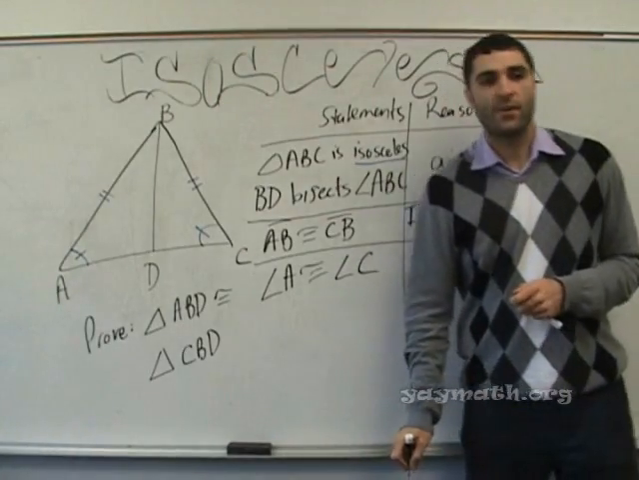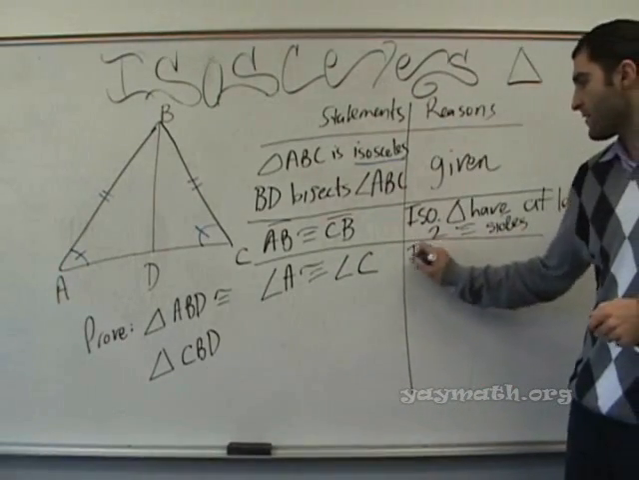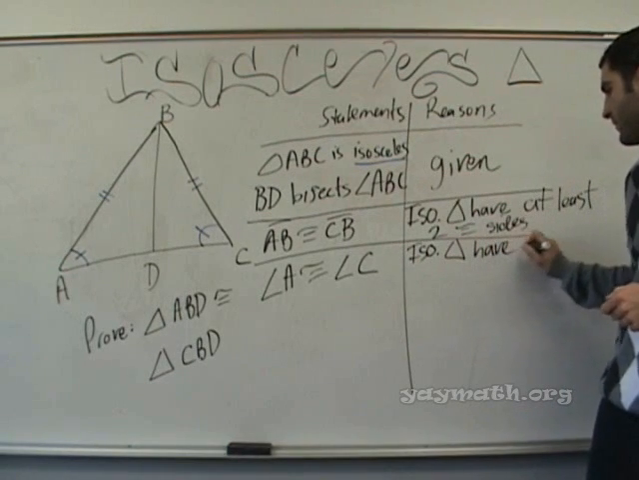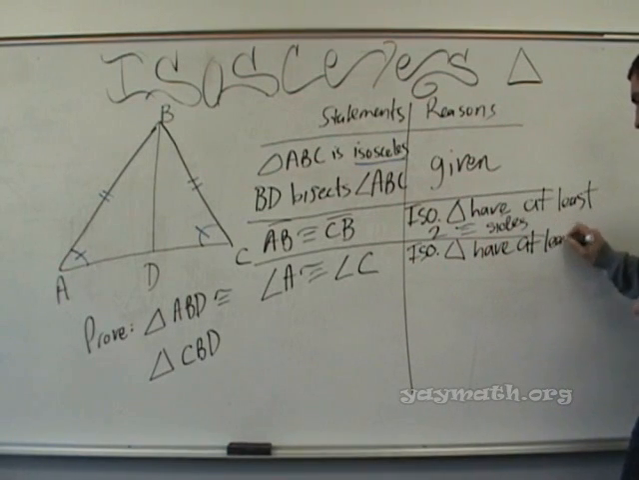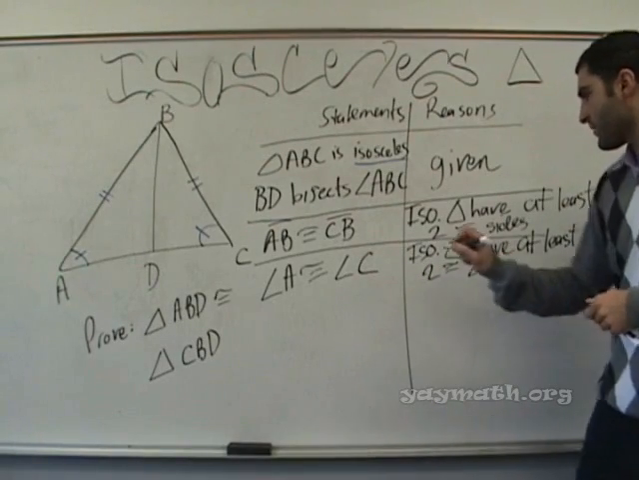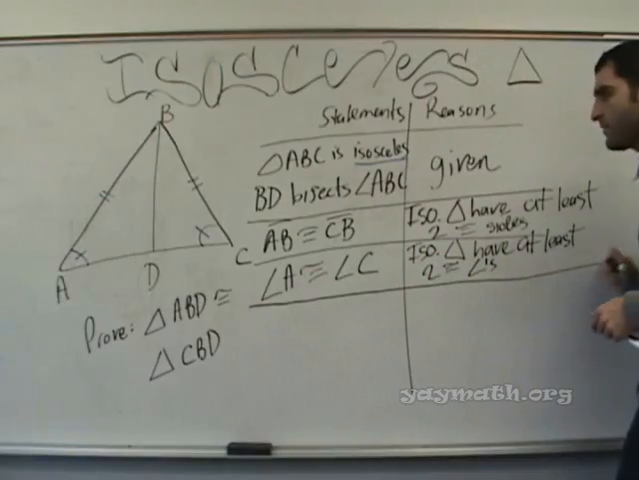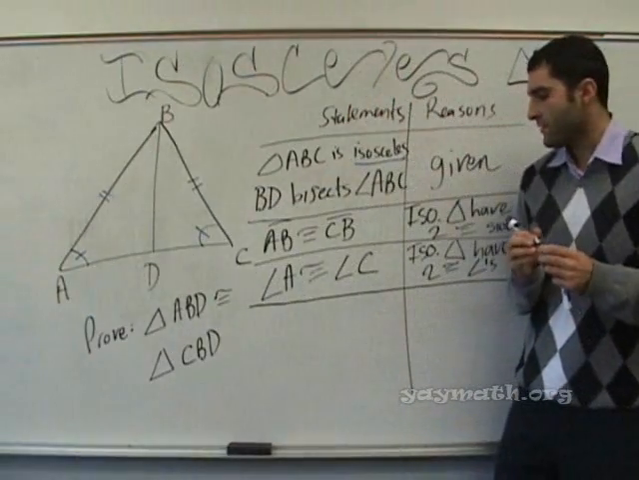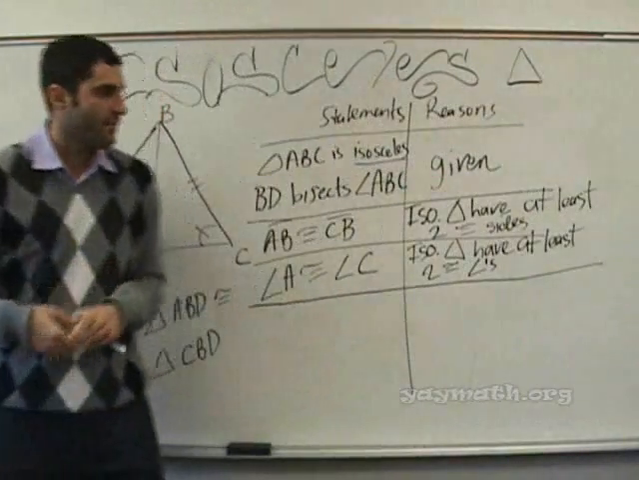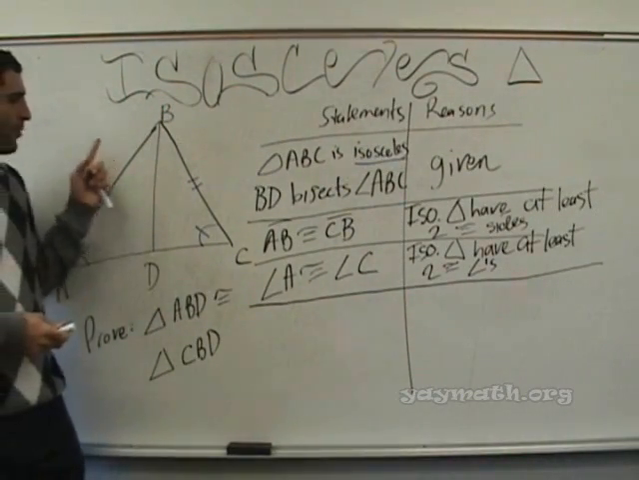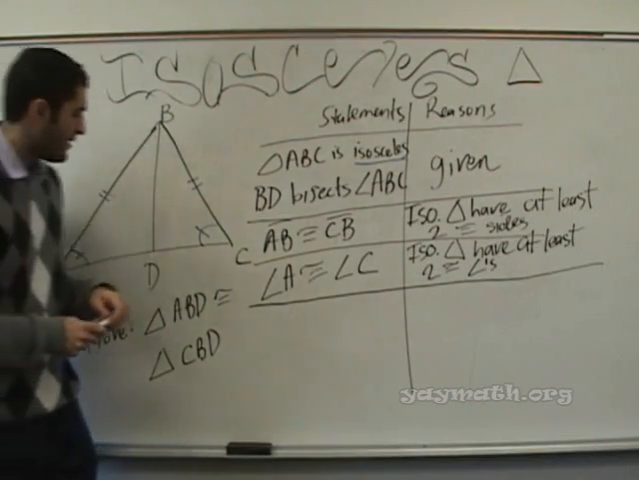And let's explain this one. Isosceles triangles have at least two congruent angles. Okay, so we have two statements of congruency. All right, I'll get out of the way. Okay, now we need one more to prove these triangles congruent.